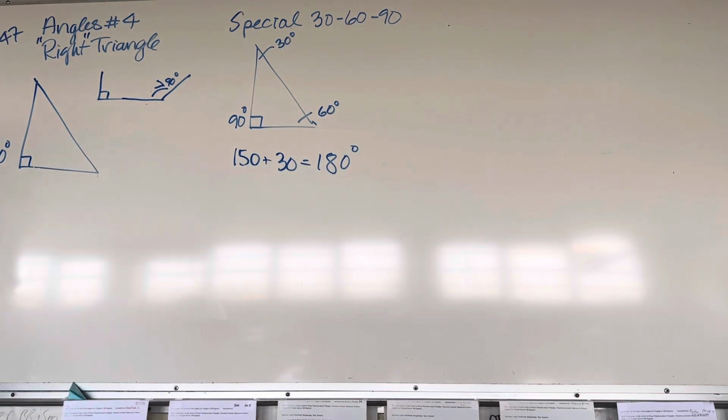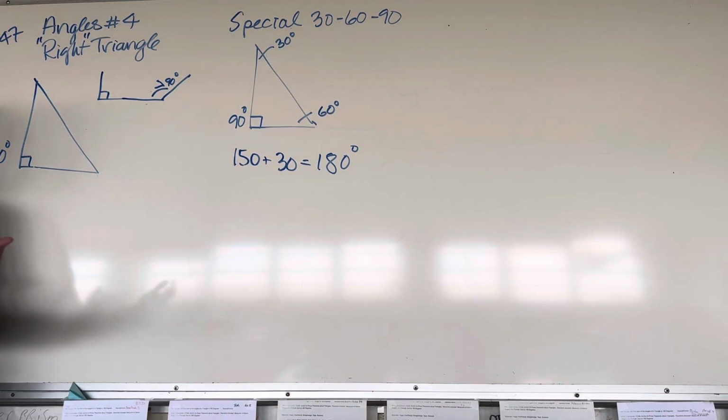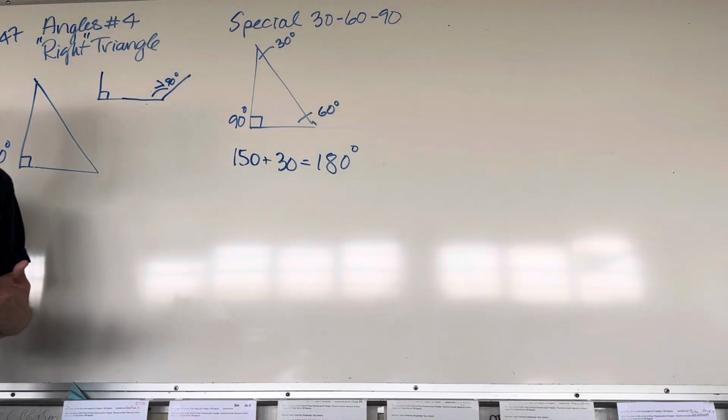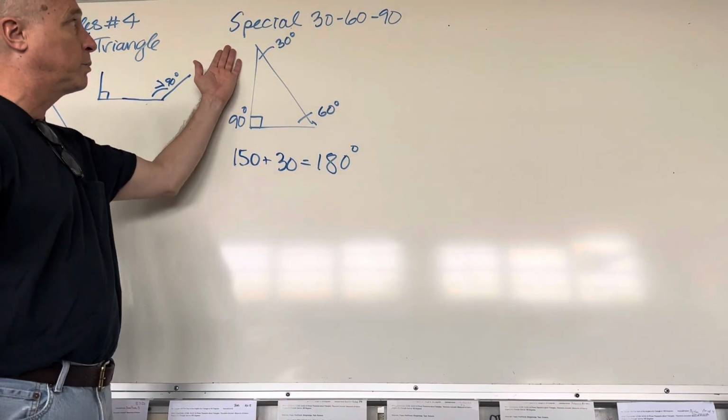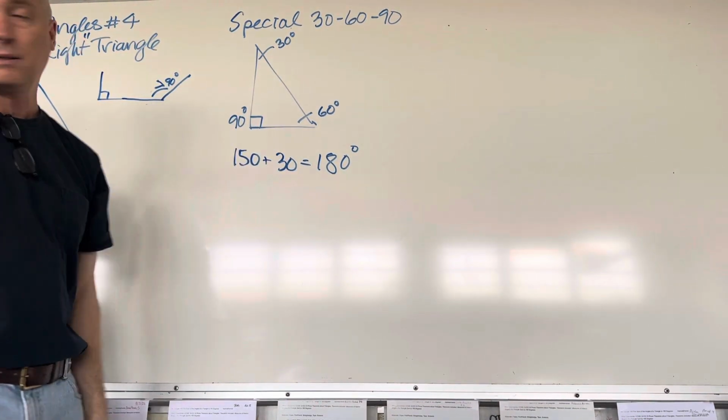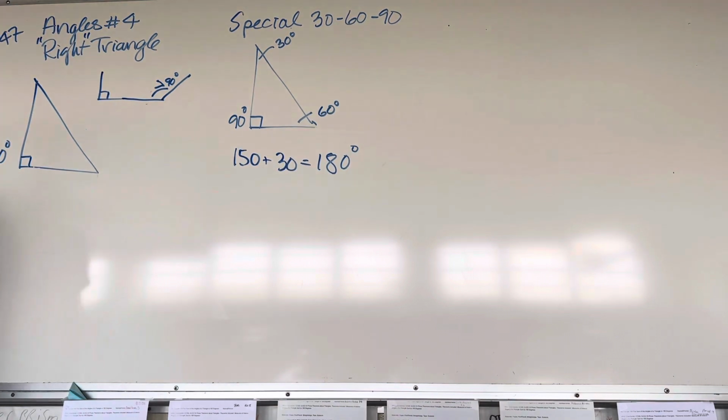So 30, 60, 90. Do you see how it all works out perfect? You got a 30, a 60, 90. We use them all the time. So they're a very common triangle. We call it a special, a 30, 60, 90, because that's the 3 angles of it.